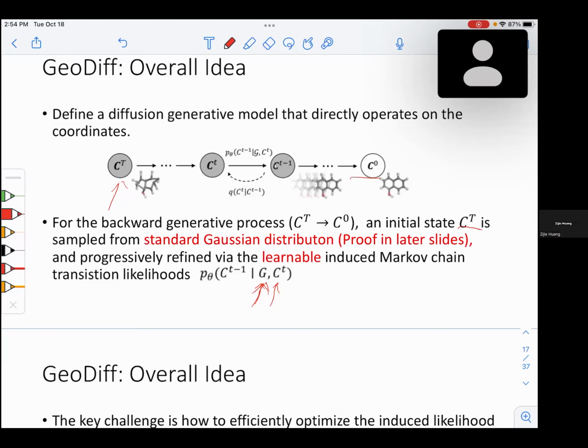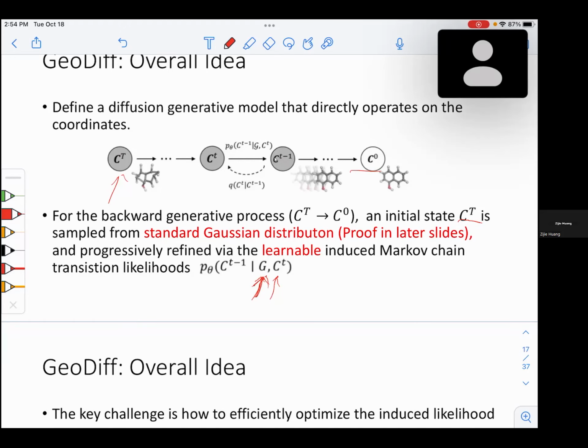Back to our problem definition, we have this input 2D graph. So we already know which nodes are connected and which nodes are not. But the thing that we are missing is that we do not know their 3D coordinates in the coordinate space. So essentially, when we add the noise, we first assume all of these nodes' coordinates follow the standard Gaussian distribution, but we want to denoise these coordinates back to the real ones.